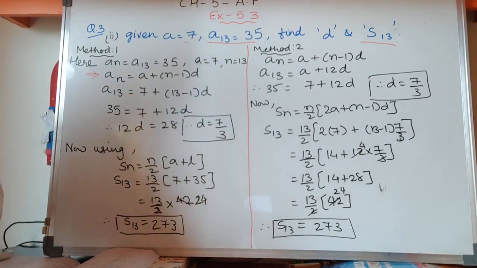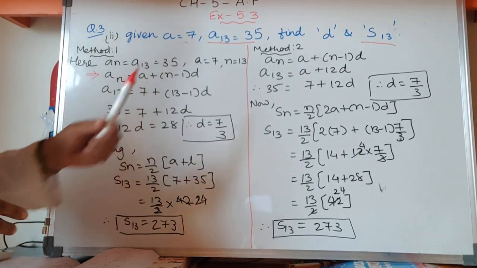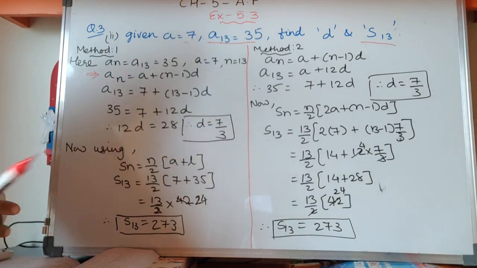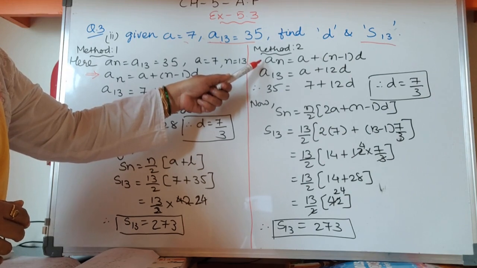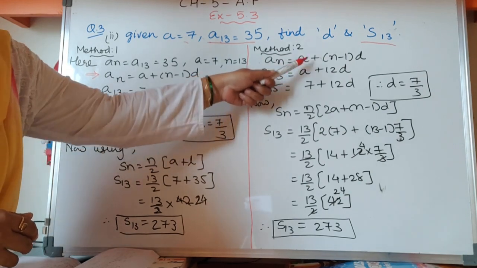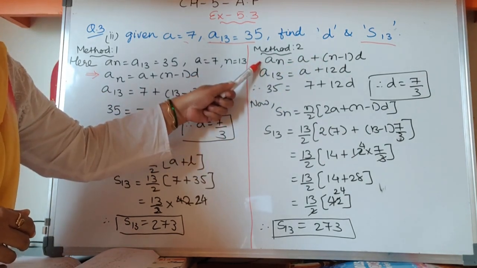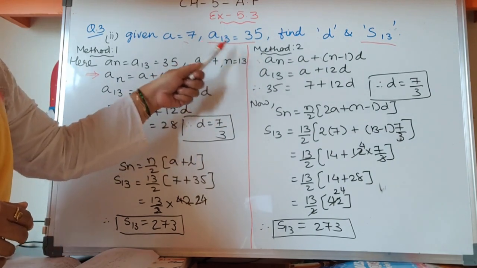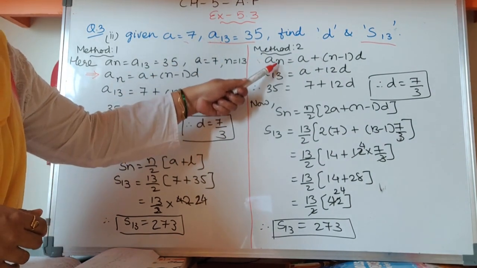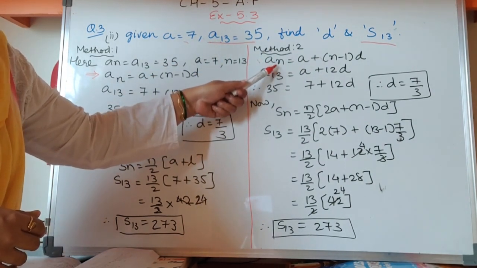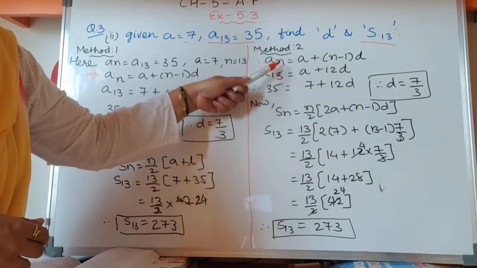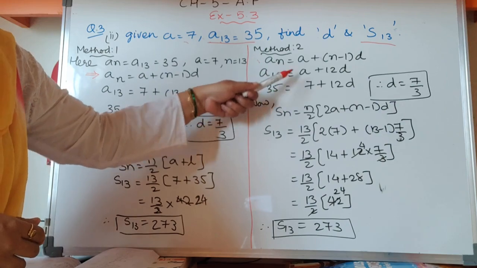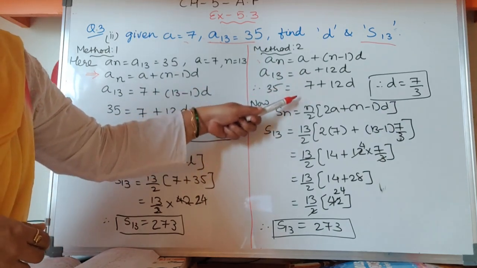Now, second method. In the second method, I have not taken this one as a last term. Okay. So the first step is the same. an is equal to a plus (n minus 1)d is the general formula. And here a13 is given. So in place of n, it is 13. If I apply this formula with n equal to 13, again I got d.